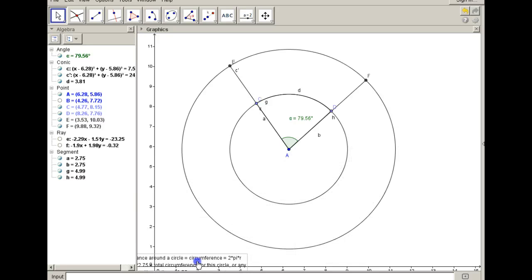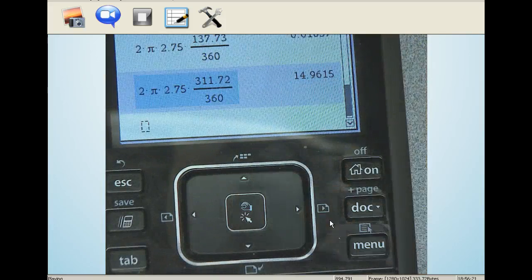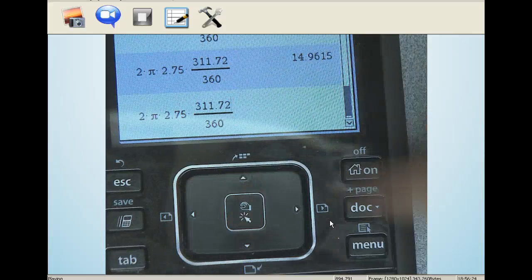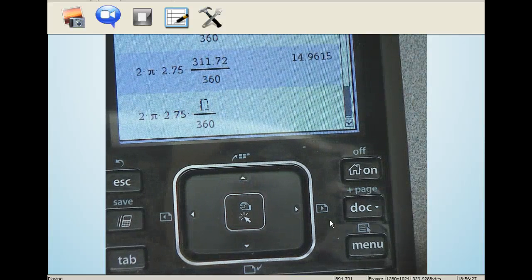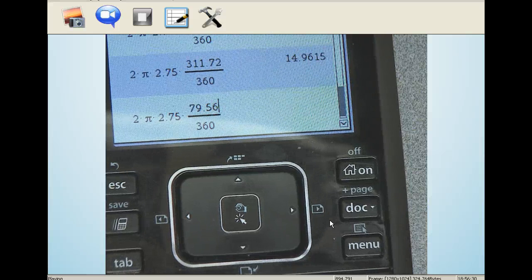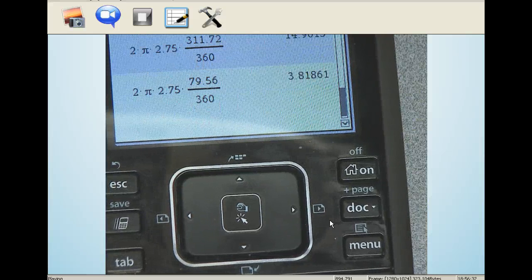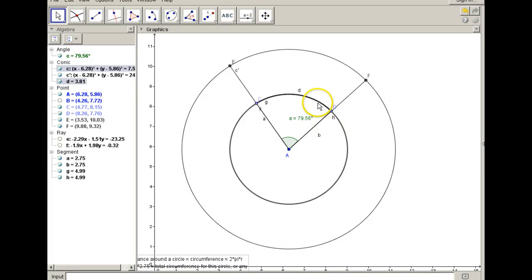Hopefully by now you've recorded it. And if not, you can go back and watch what we've done before. So what was the length of arc D here? Well, arc D was equal to, we used our formula, 2 pi r, where r was 2.75, right? Times 79.56. Let's put that in. So we have times 79.56 over 360. So we have this being 3.81. Okay, and there it is, 3.81.